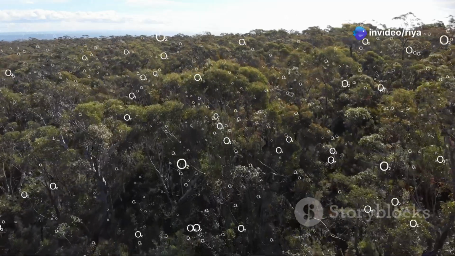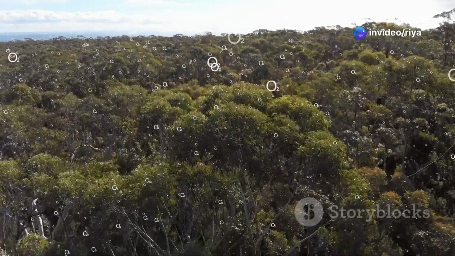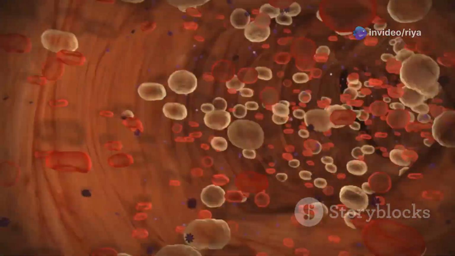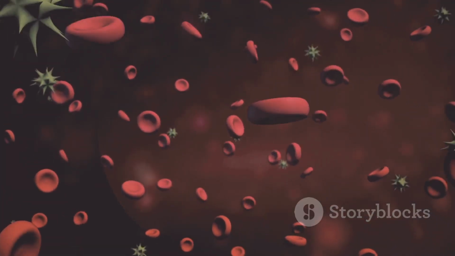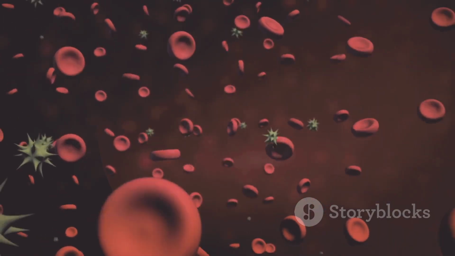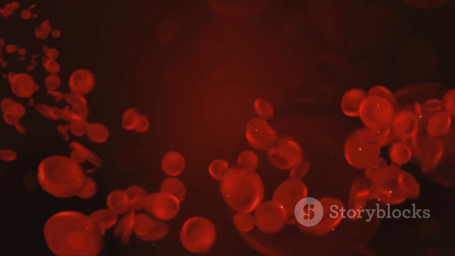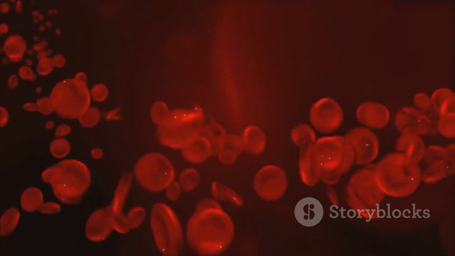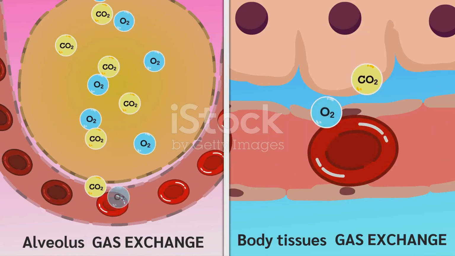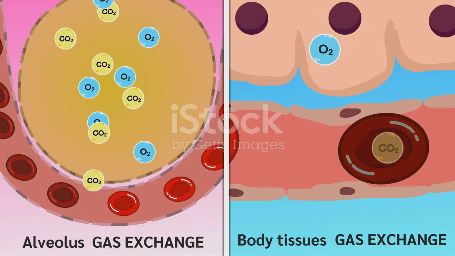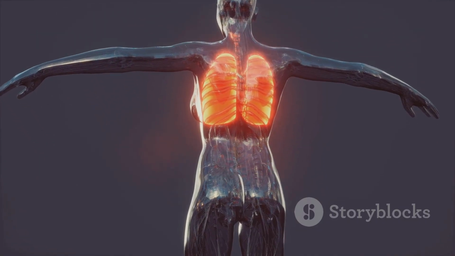Carbon dioxide, produced as a byproduct of cellular respiration, travels from the cells into the capillaries. It's then transported back to the lungs via the bloodstream, primarily dissolved in the plasma, the liquid component of blood. Upon reaching the alveoli, carbon dioxide diffuses into the air sacs and is ultimately exhaled from the body.